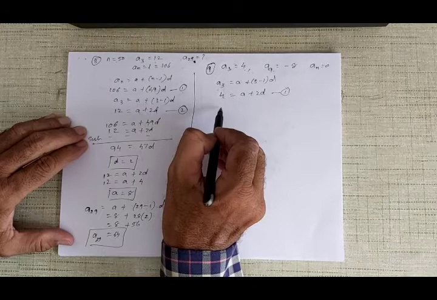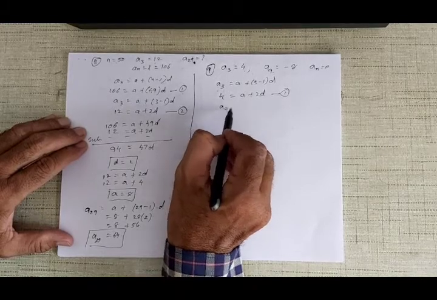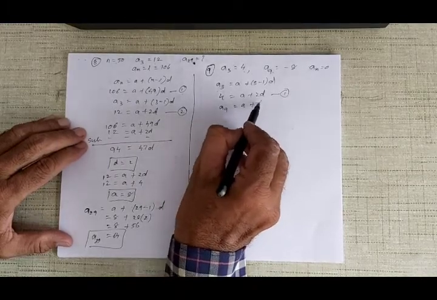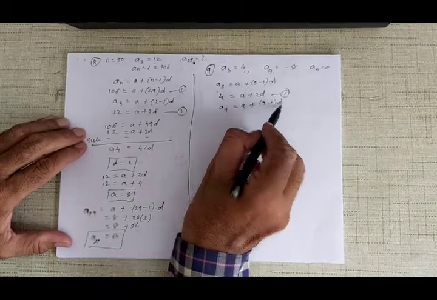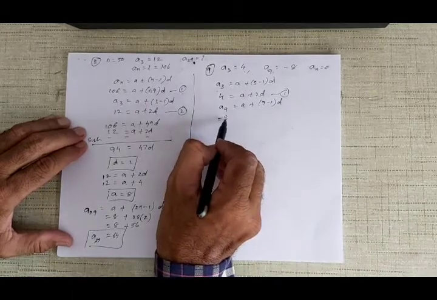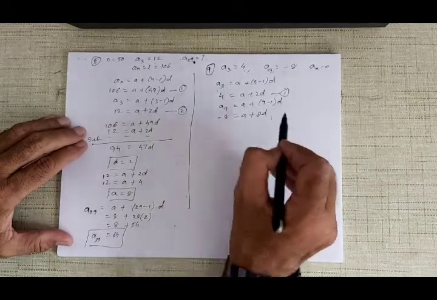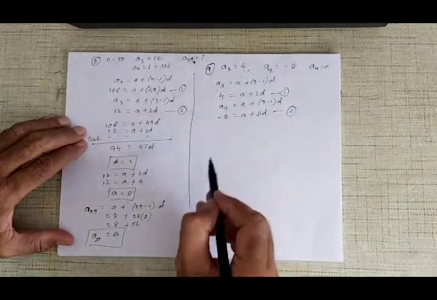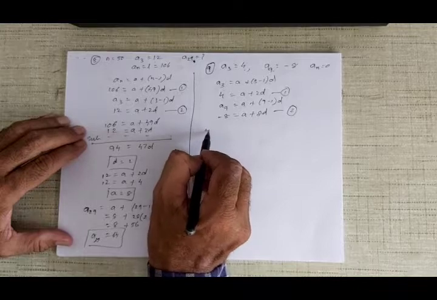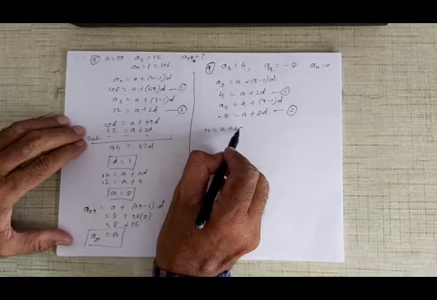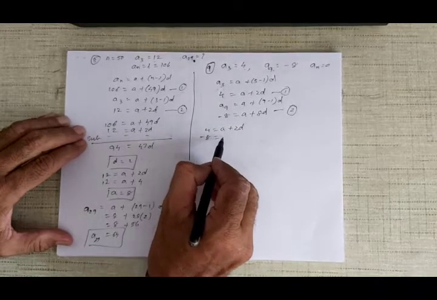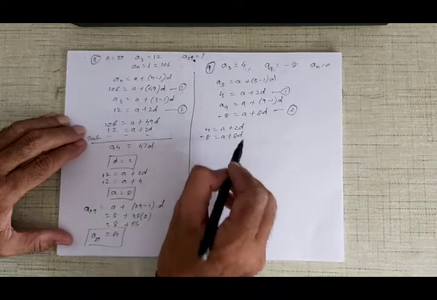In the second, what do we have? We are given that A of 9 is equal to A plus 9 minus 1 into D. A of 9 is given as -8. 9 minus 1 is 8, so 8D. Okay, let this be equation number 2. Now solve both the equations. 4 is equal to A plus 2D and -8 is equal to A plus 8D.